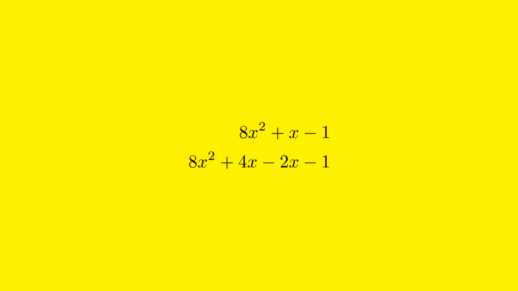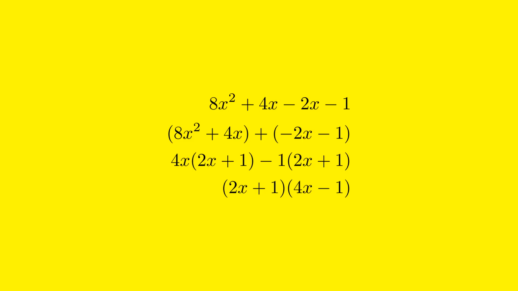So, we rewrite the middle term, x, using these two numbers. This transforms the original expression 8x squared plus x minus 1 into 8x squared plus 4x minus 2x minus 1, setting the stage for the grouping method in the next step.